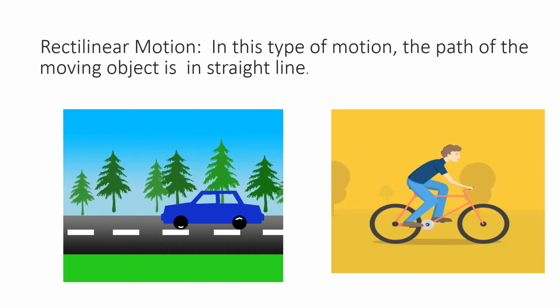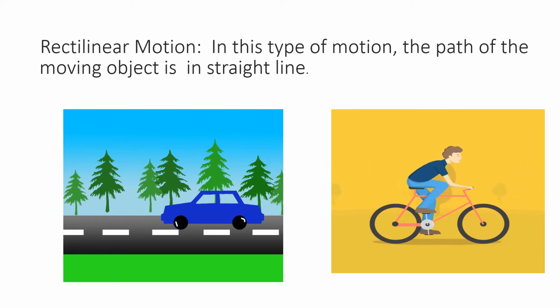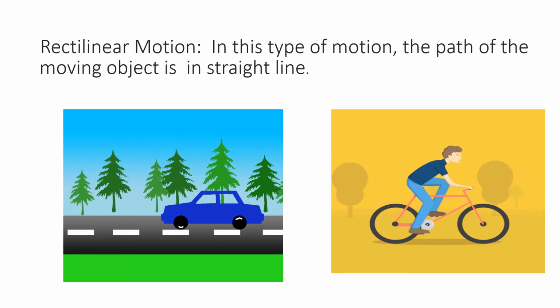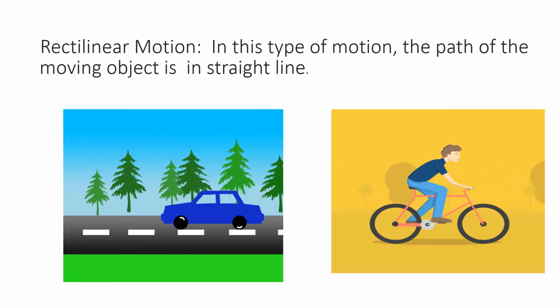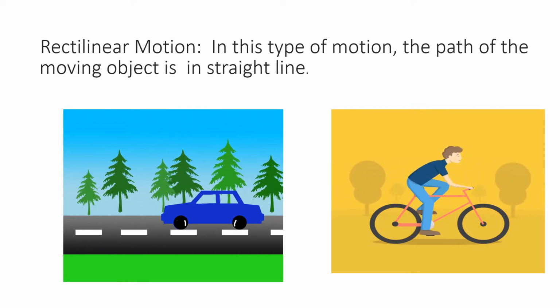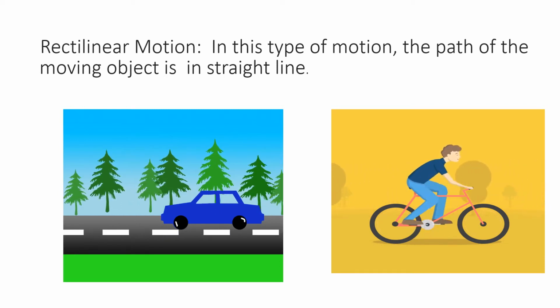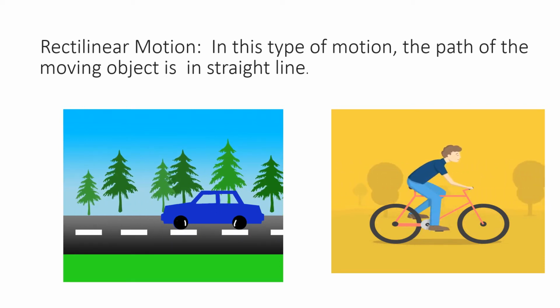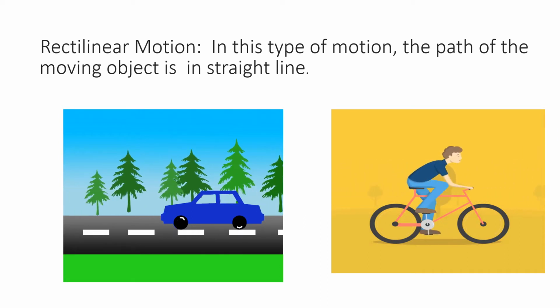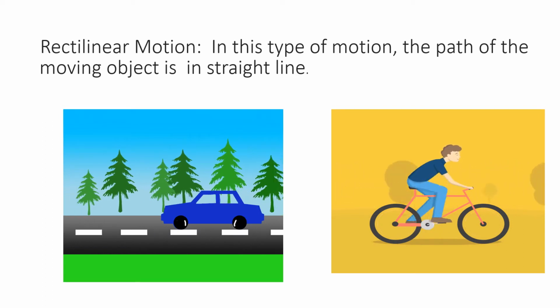Rectilinear motion. In this type of motion, the path of the moving object is a straight line. You may have observed the motion of a vehicle on a straight road, the march past of soldiers in a parade, or the falling of a stone. In all these examples, we see that the object moves along a straight line. This type of motion is called rectilinear motion.